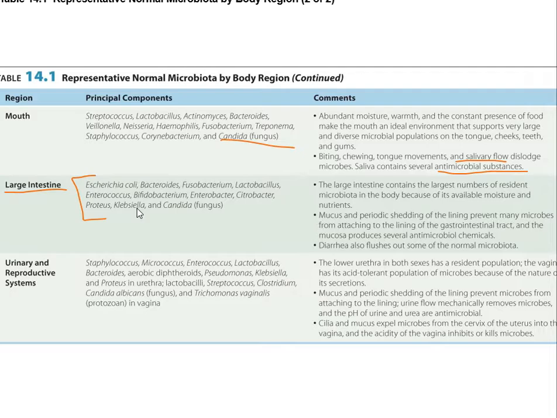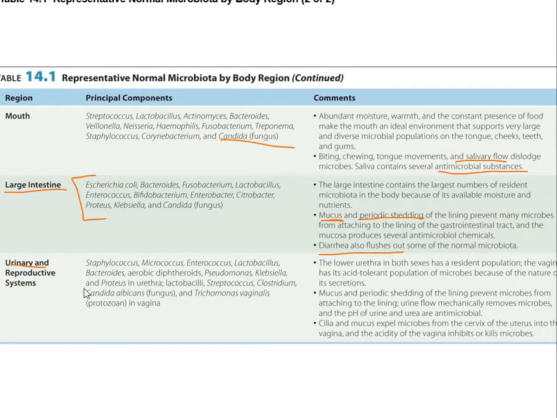In the large intestine, you can keep microbes away by the presence of mucus and the periodic shedding of the lining that prevents the microbes from attaching to your intestinal wall. The fact that the stomach is acidic is another way to keep microbes away. And if you have any type of food contamination, then diarrhea is going to flush these microbes out of the large intestine.